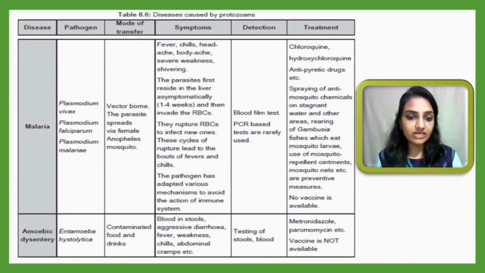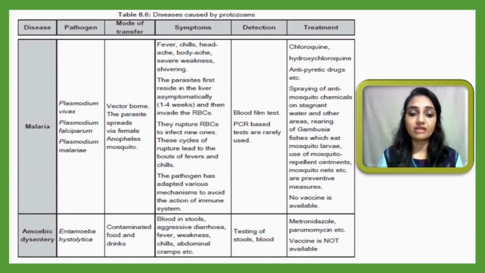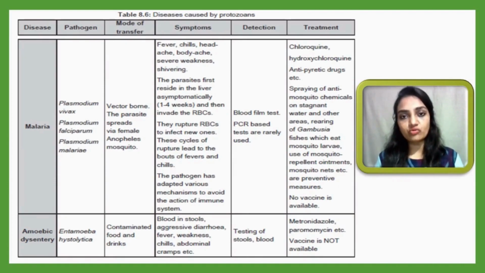And what are the symptoms? Blood in the stools in severe cases, aggressive diarrhea, fever, weakness, chills, and abdominal cramps. So these are all the symptoms. Then detection will be done with the help of testing of blood or maybe the stool. So stool and blood may be tested for the confirmation of amoebic disease.